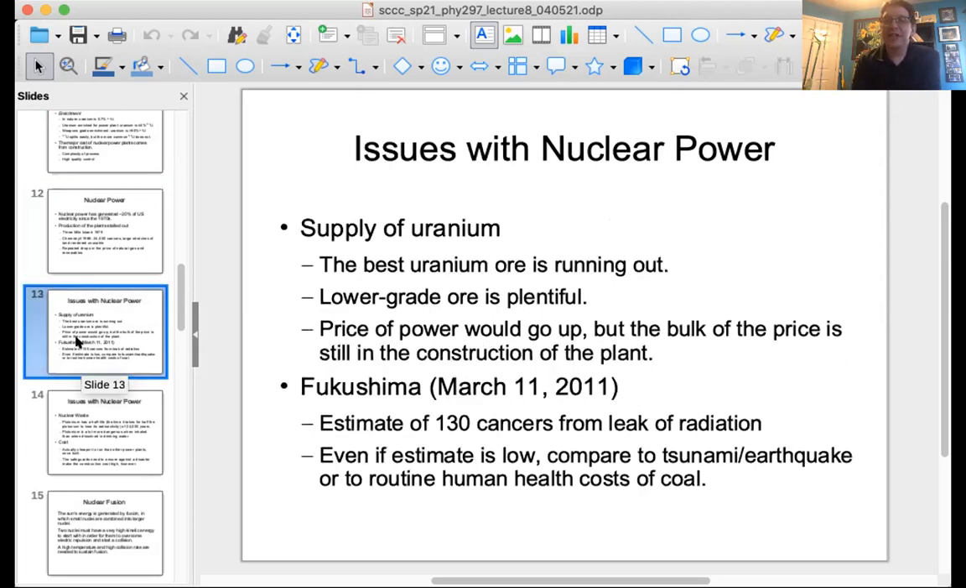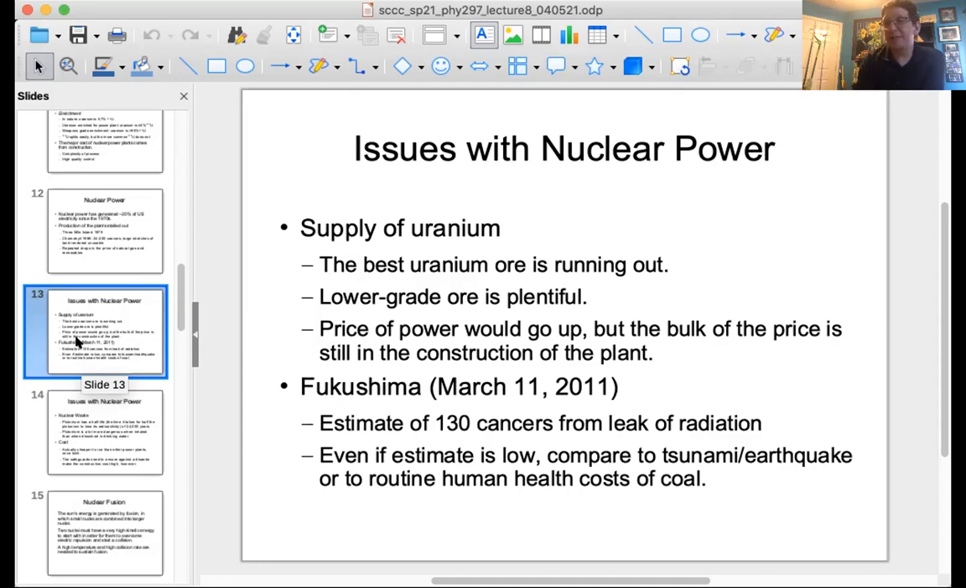Some issues for the future of uranium: the best uranium ore is running out. And so that would make it more expensive to produce adequately enriched uranium. And so while there is low grade ore, the price of the power would go up. However, the bulk of the price is still in the construction of the plant. So it's not necessarily a deal breaker, but it's not helping the situation.